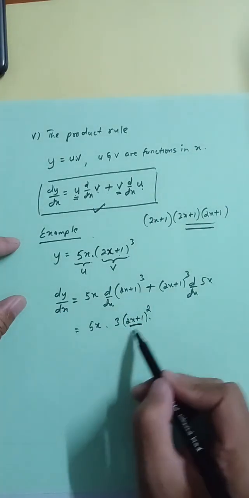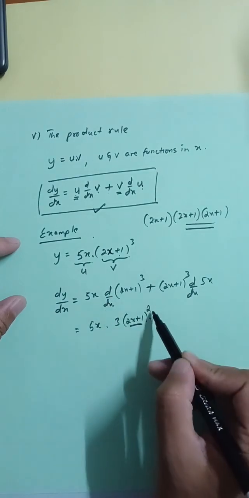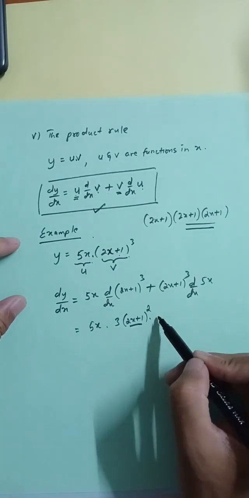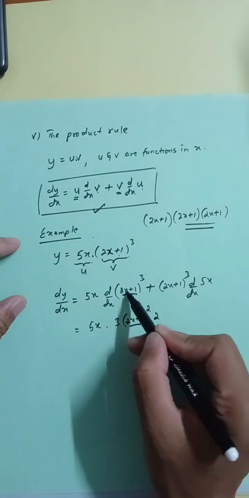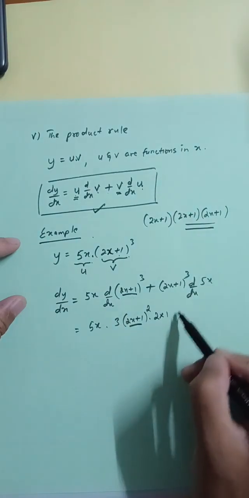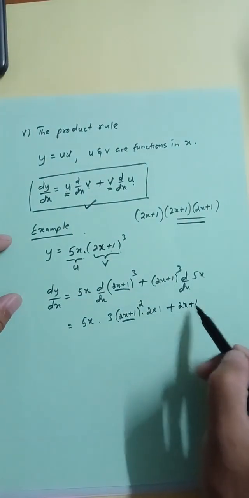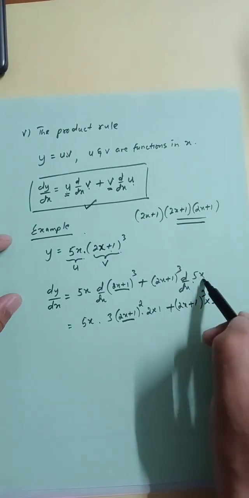First, differentiating: the power rule applies, 3 minus 1 gives 2. Now you don't have to take the power again, simply differentiate the inside. What is the derivative of x? The derivative of x is 1, so we get 2. What is the derivative of 1? It is 0. Then plus (2x plus 1) whole raised to 3 times the derivative of 5x. What is the derivative of x?